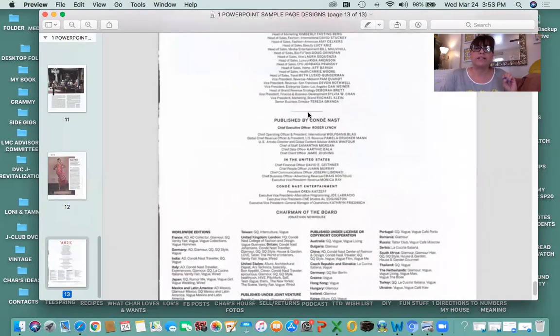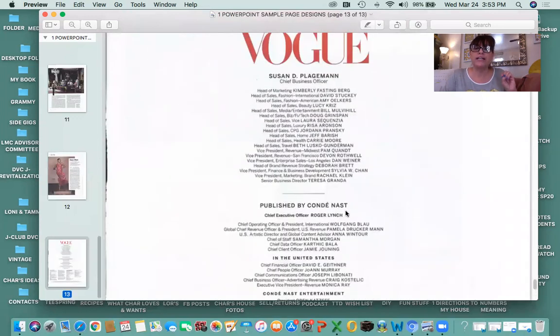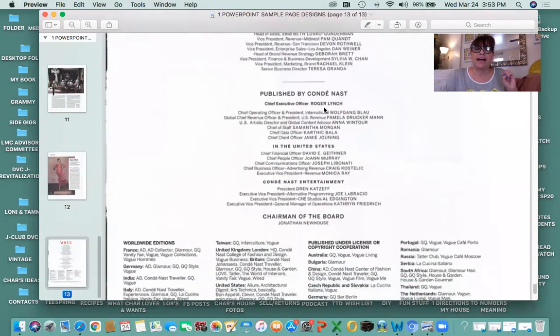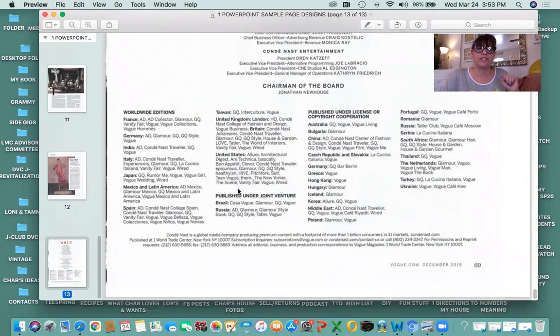And this is our last page that I'm going to show you. But you can see who the publisher is, who the chief business officer is, CBO, and just more information. We won't have all of this. This is where you can find all of their magazines, where they're all distributed.